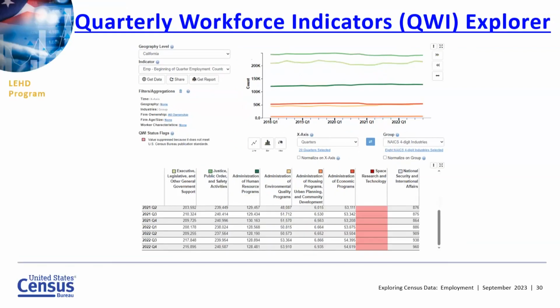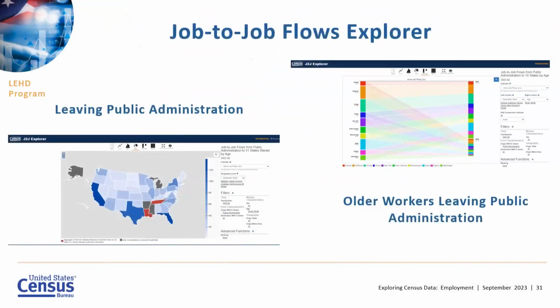All right, moving on. So now we're going to talk about job-to-job flows, and this is the job-to-job flows Explorer, and we're looking at older workers. So the first screenshot is a map of the states where workers are leaving public administration. California being the darkest, most likely due to the population. The screenshot to the right, we are looking at the top 9 states of older workers, which are 55 to 64 and 65 to 99 leaving public administration.